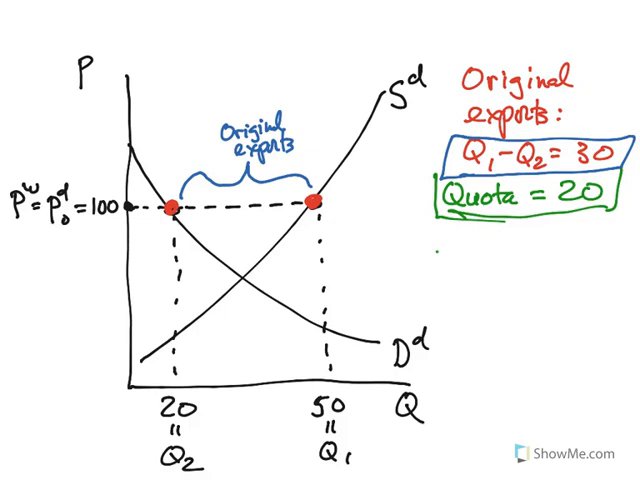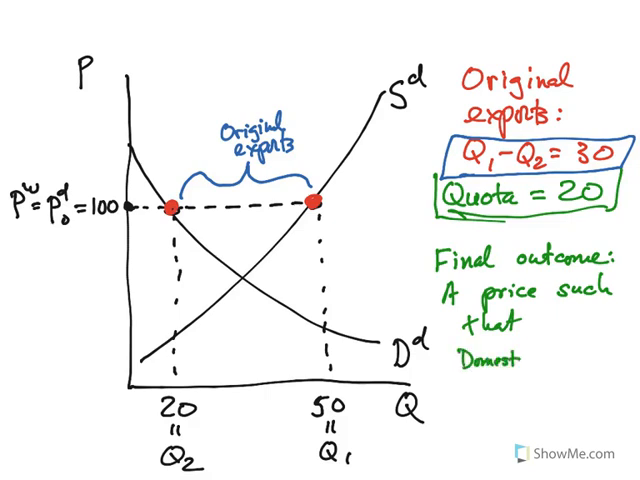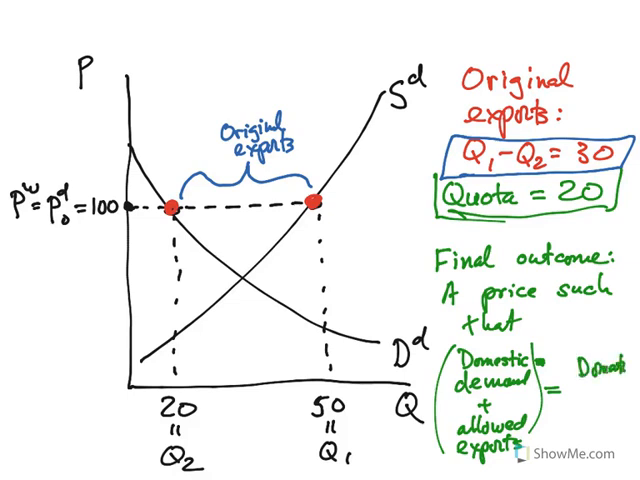Now, the final outcome will be a domestic price such that the domestic demand plus the allowed exports are going to be equal to the domestic supply.